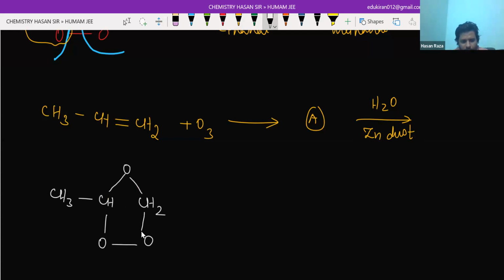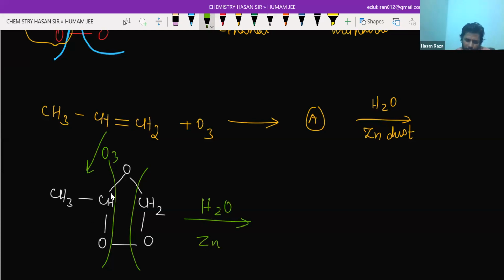This looks like a ring a little bit, yes. Now, after this, what you need to do? Break this ring. Are you getting my point? This is the scenario when you react with O3, and after breaking the ring, passing this through H2O and Zn. See what you have got.